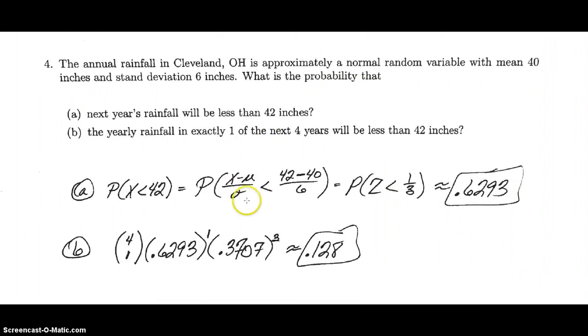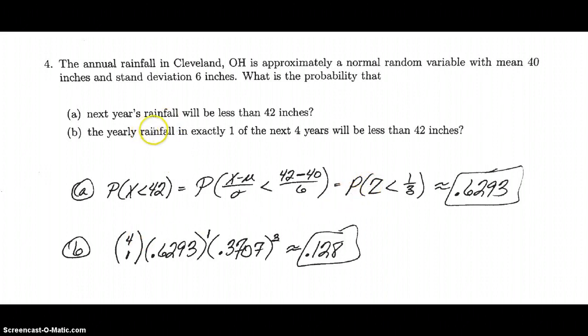Okay, we have a normal distribution here. We want the probability that the rainfall, in terms of x, will be less than 42. So subtract the mean and divide by the standard deviation on both the left and right sides of this inequality. The left, of course, is another way of expressing the standard normal z. This here boils down to 1/3, and 62.93% of the normal distribution is to the left of 1/3. We can get that from the table, which should be on the last page of your test.